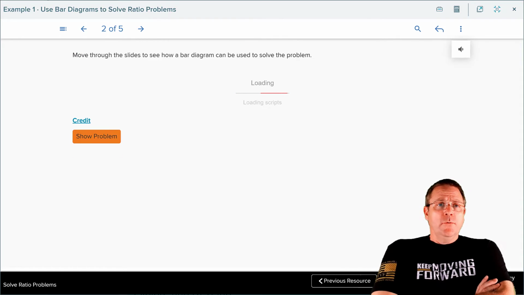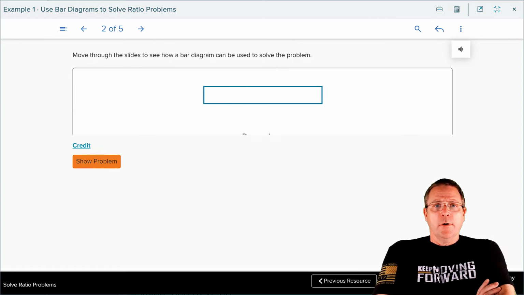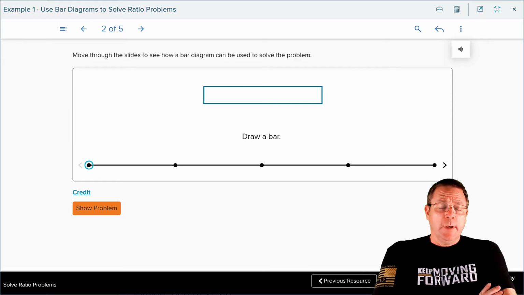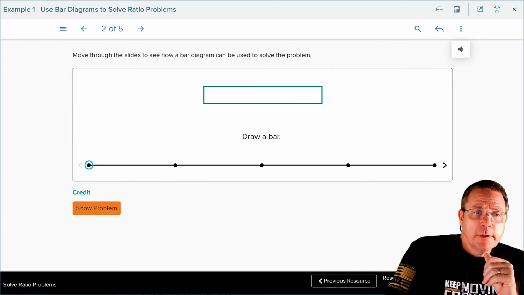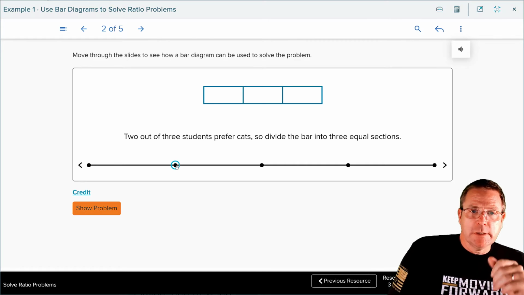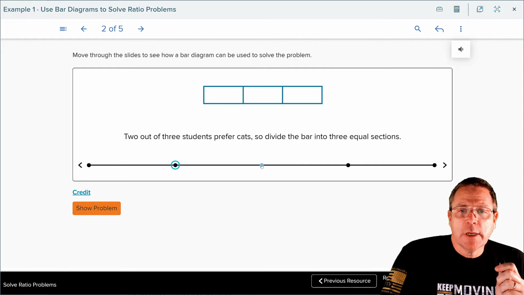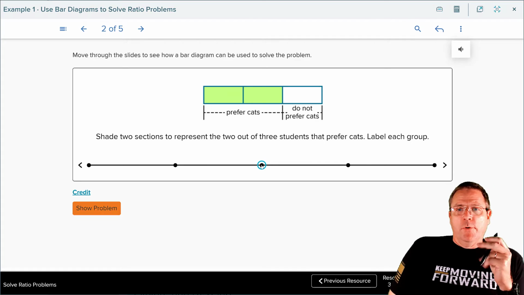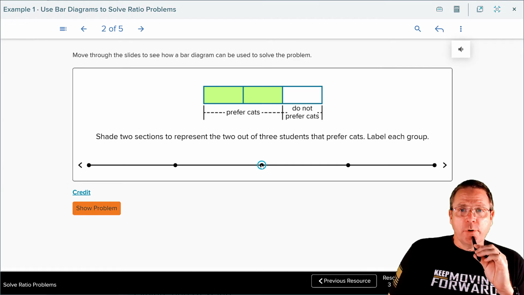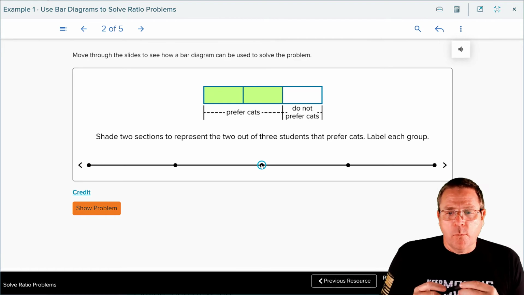Next, we're going to move through the slides to see how the bar diagram can be used to solve the problem. So, just like we did last time, we're going to cut this up into, instead of 5 sections, 3 sections. And of those 3 sections, 2 of them preferred cats, 1 of them did not prefer cats. And we labeled each one of the groups. We shaded the preferred cats part. We did not shade the do not prefer cats part. So now we've got a bar graph to start with.